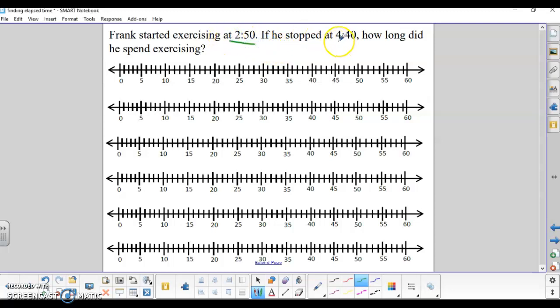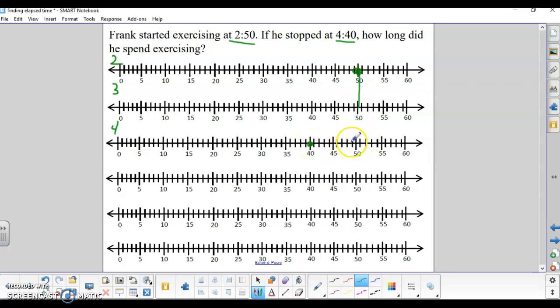So we have to label our number line at 2:50 and 4:40. So here's 2:50. And then we have 3 and 4 o'clock and 4:40. So now our number line is labeled and we need to find our hours and our minutes. So the first thing I'm going to do is my hours, and I go straight down. That's 1 hour. However, if I go to a second hour, I am past my dot of 4:40.